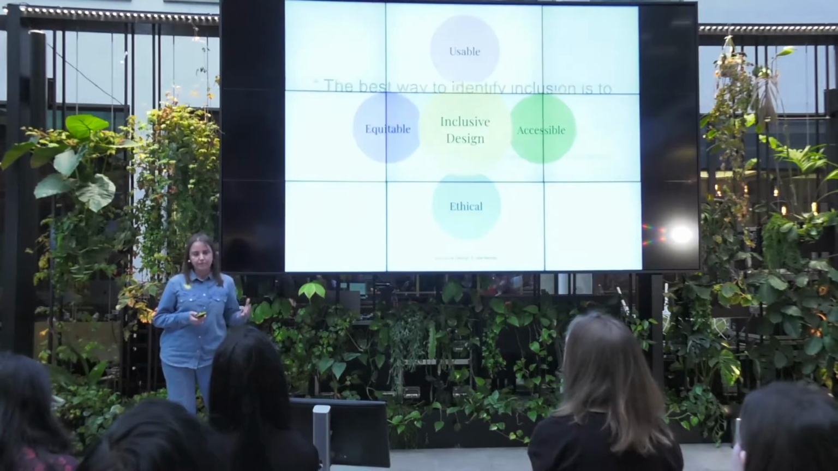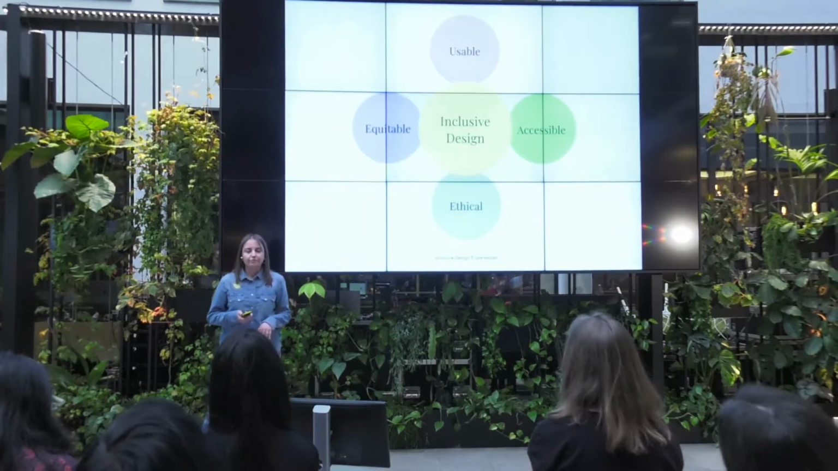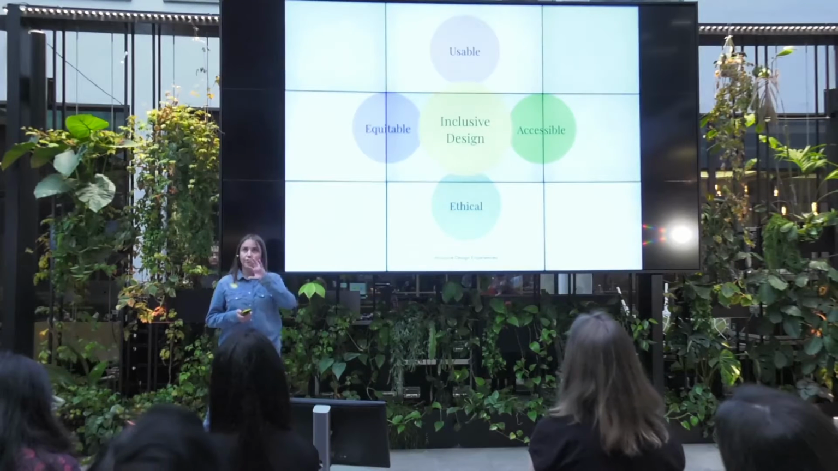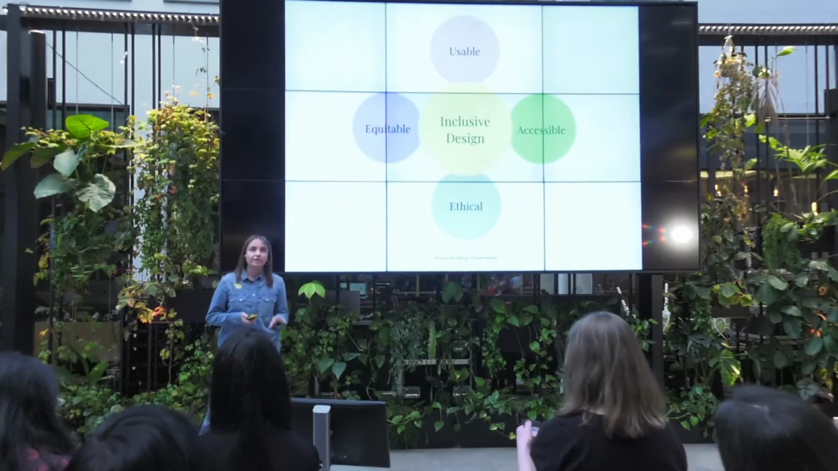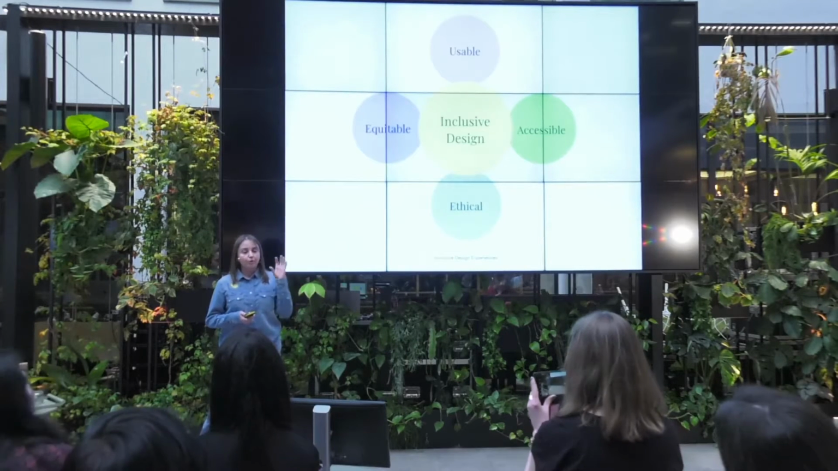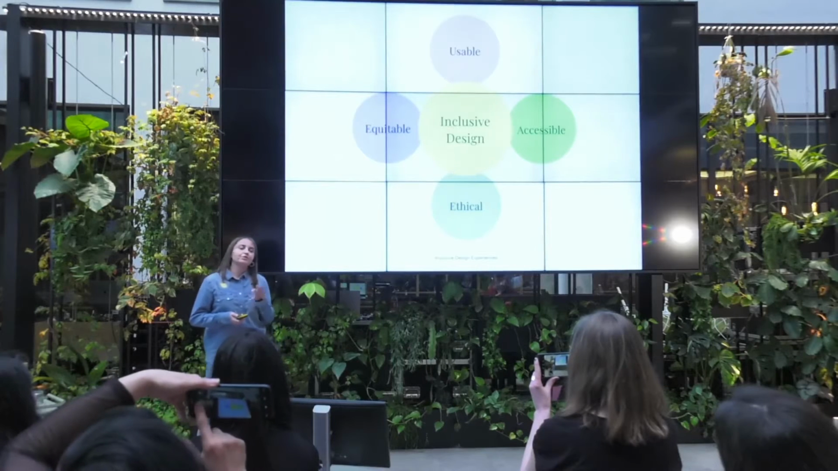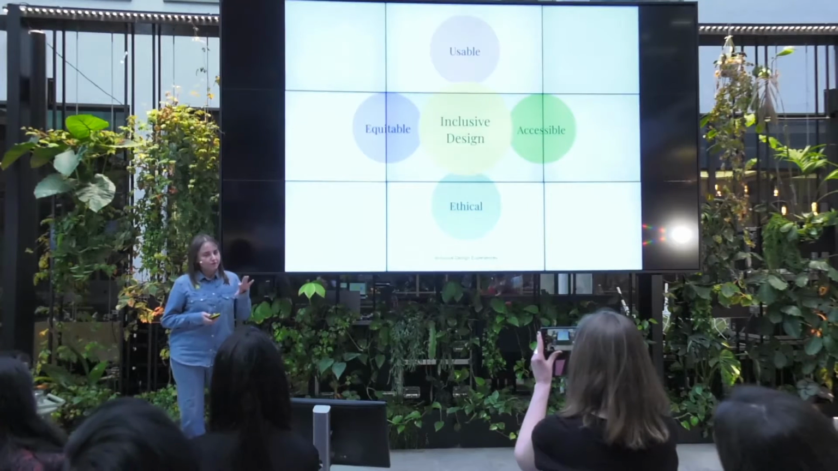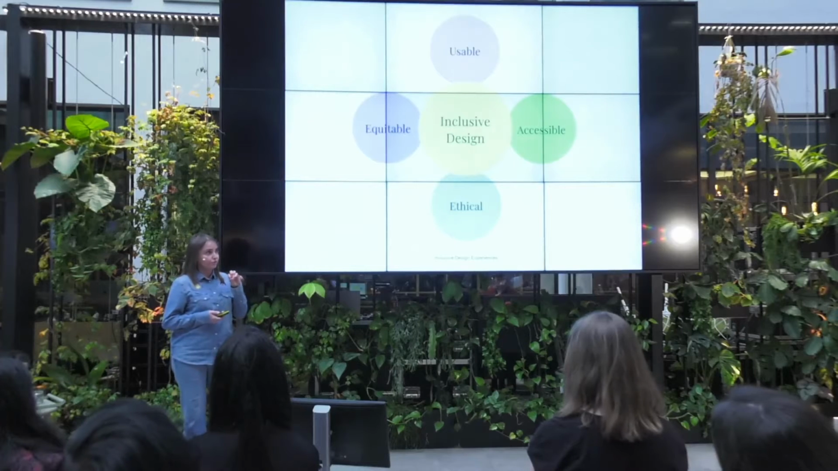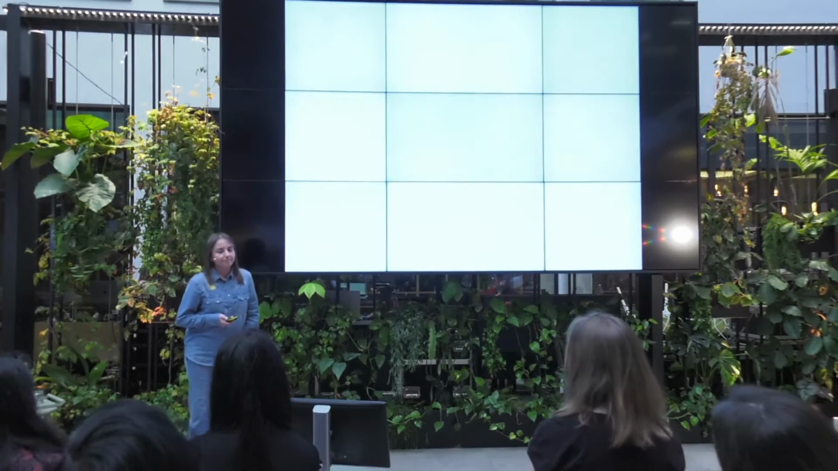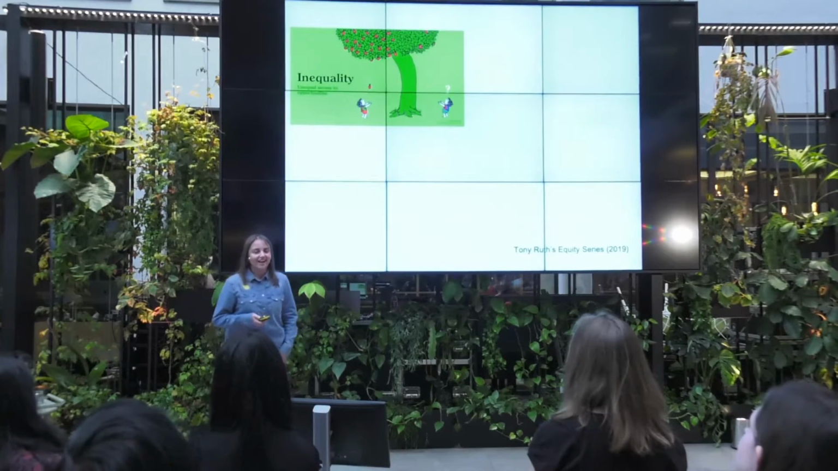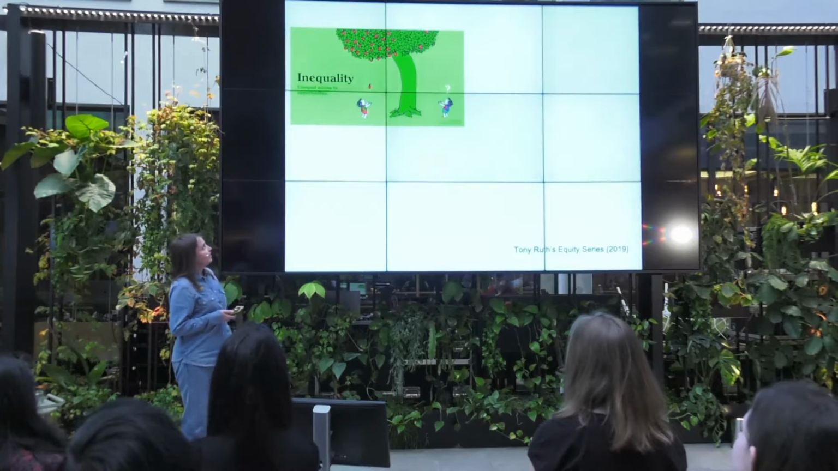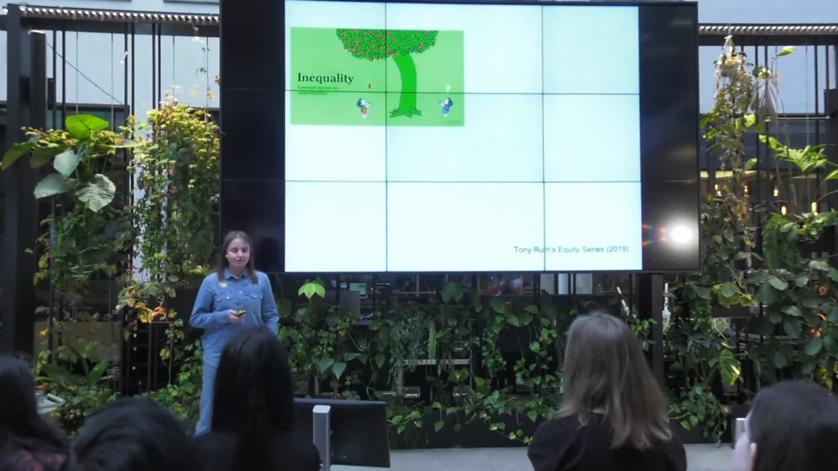So when we speak about inclusive design, there are a few elements in there. So we're talking about usability, we're talking about accessibility, ethics, and equity. So although there's no time to dive deep into each of those areas, I'm going to touch on the equity bit and also the accessibility. So I quite like Tony Ruth's equity series. There are some nice illustrations that I have found work really well to explain some of the concepts.